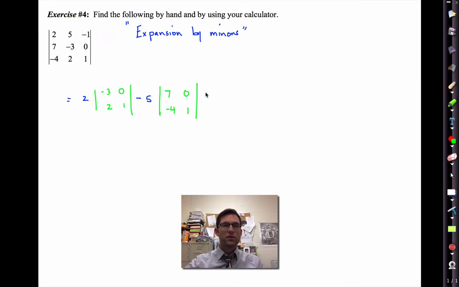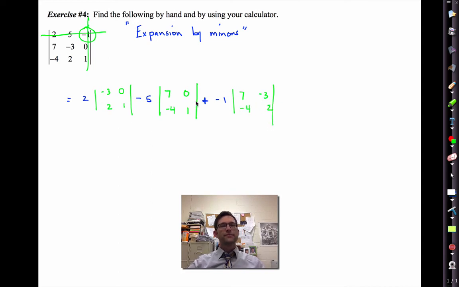And I'm going to go back to blue. And I'm going to grab the -1. Now, technically, what I really have is plus -1 times, again, eliminate, the matrix 7, -3, -4, 2.